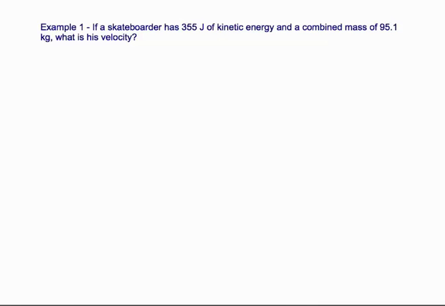So our skateboarder has 355 joules of kinetic energy, and we're always going to abbreviate kinetic energy as KE. The skateboarder has a mass of 95.1 kilograms. And what is the velocity? So our kinetic energy is equal to 1/2 mv squared.